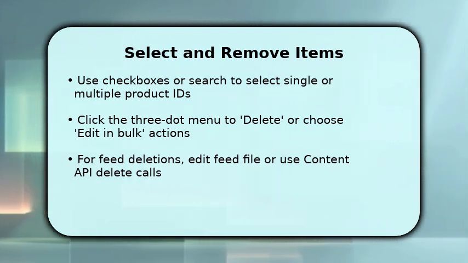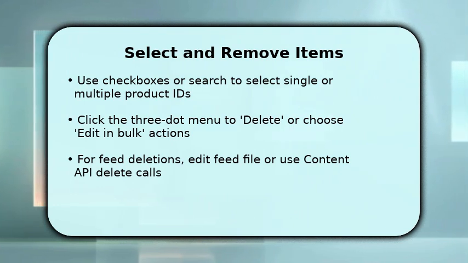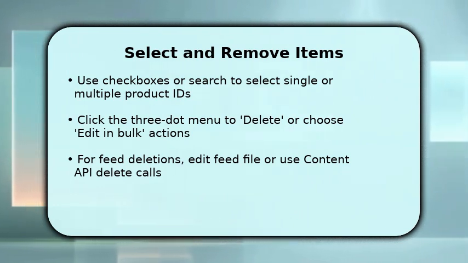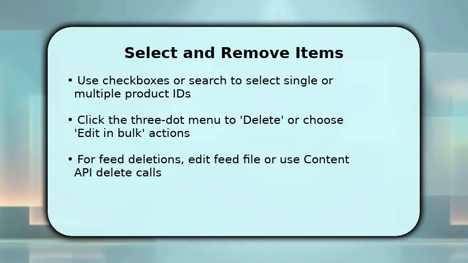Next, click the three-dot menu and choose Delete for immediate removal, or choose Edit in bulk to change availability to out of stock or disapproved state. If you manage feed files, update the feed to remove SKUs and re-upload, or call the Content API delete endpoint to programmatically remove items. Make sure to monitor processing status.